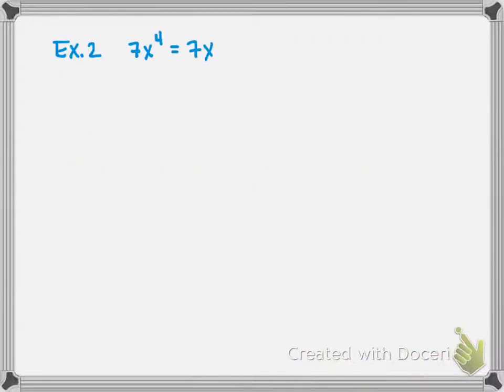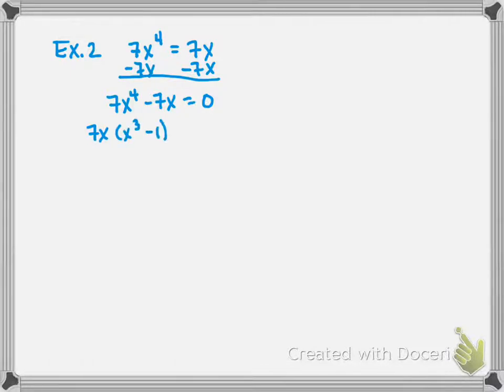Let's look at a second example. 7x to the 4th equals 7x. Okay, let's move everything to one side. So I'll subtract 7x from both sides. 7x to the 4th minus 7x equals 0. Factor the left-hand side. I can factor a 7x out. When I do that, I'm left with x cubed minus 1.